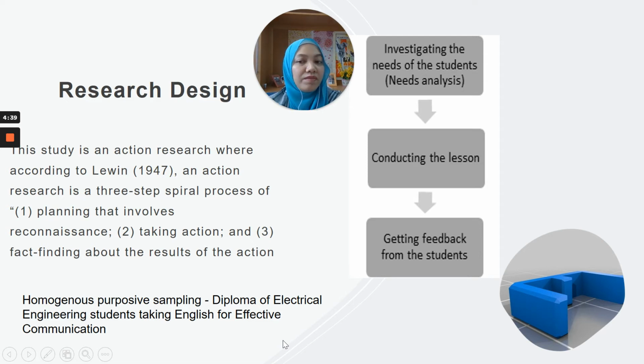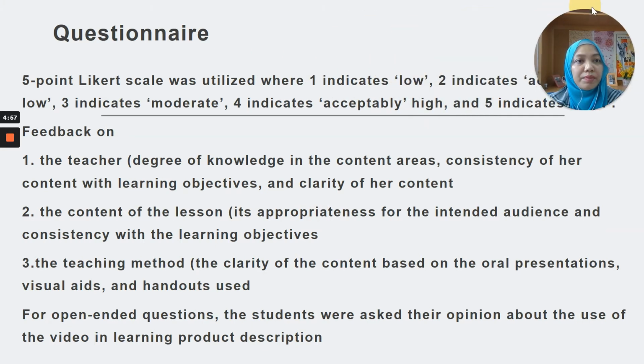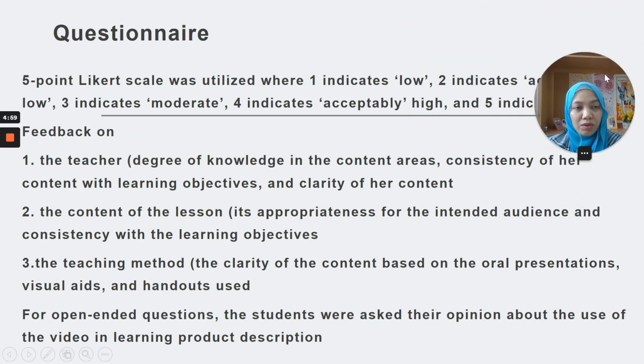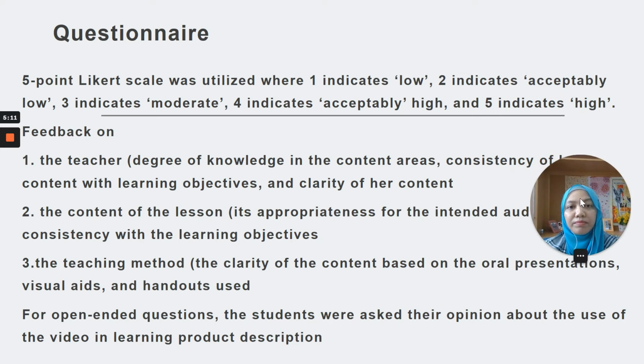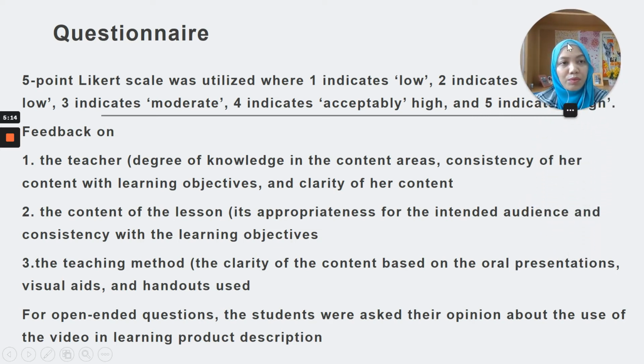So for this study, I have used homogeneous purposive sampling, where I used my electrical engineering diploma students, who took English for Effective Communication, which is one of the ESP classes that they had to take. So in order to get the feedback to answer the research questions, I used the questionnaire method, right? A 5-point Likert scale was utilized, ranging from low to high, 1 to 5.